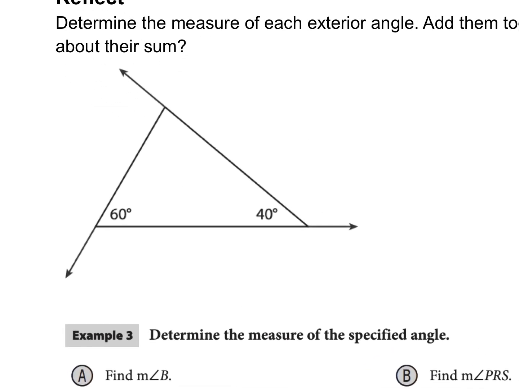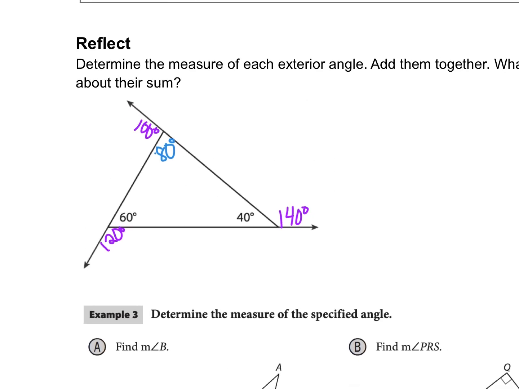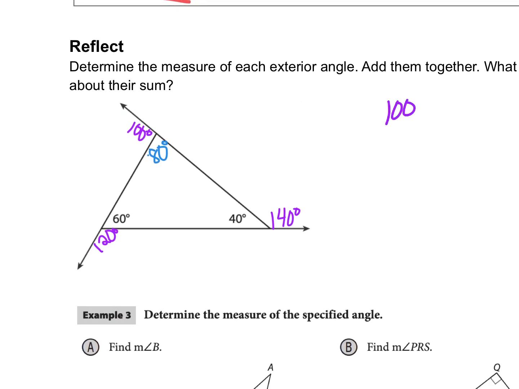Okay, so let's do that. First off, right here, 60 plus 40 is 100. So this angle should be 80, correct? And then this one is 120. This one is 100, and this one would be 140. They all make linear pairs. Add them together. So 100 plus 140 plus 120 equals 360 degrees.